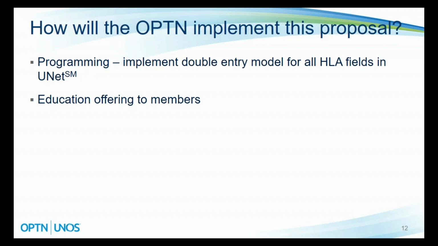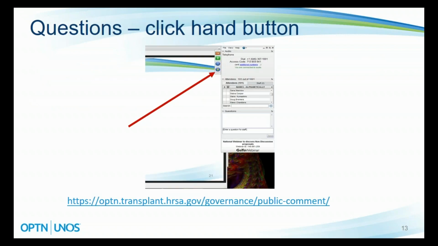And then the Histo Committee, along with UNOS and OPTN, are going to educate their members on this, for the raw data and the double entry system. Hopefully this will make for a smooth transition in implementing this new system. And next slide.